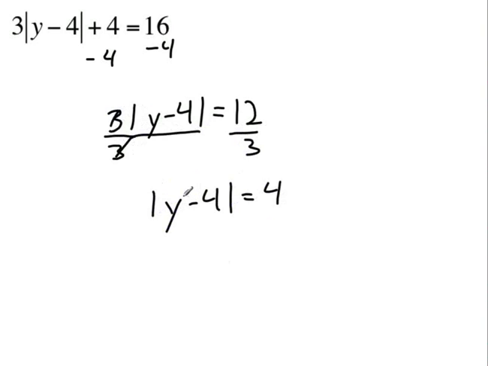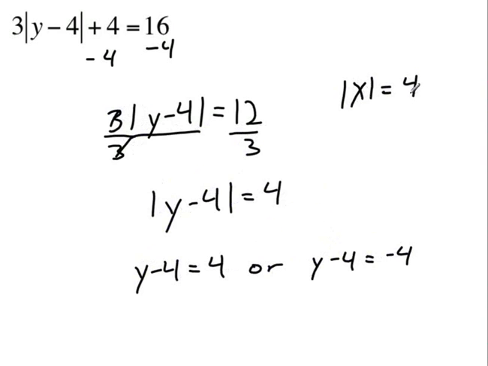So now we need to drop our absolute values. So we get y minus 4 equals 4, or y minus 4 equals negative 4. Now, if you don't remember why we have two equations, think of a very arbitrary example like this. What would work inside there? Well, x could be 4, and there's one other thing that would work, which is negative 4.